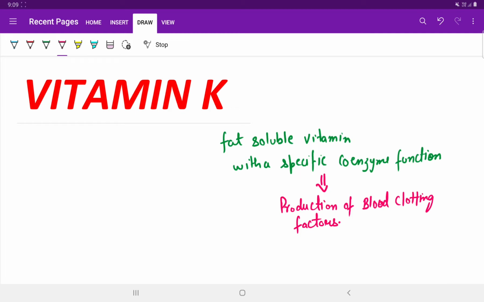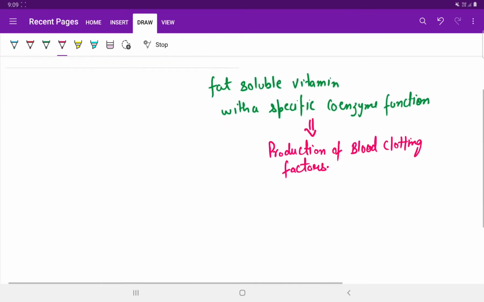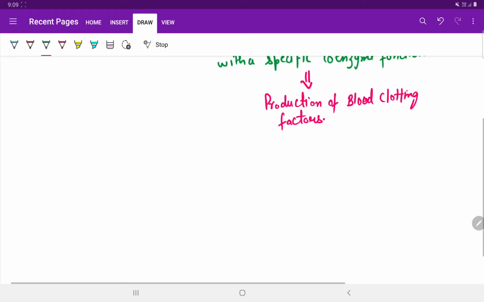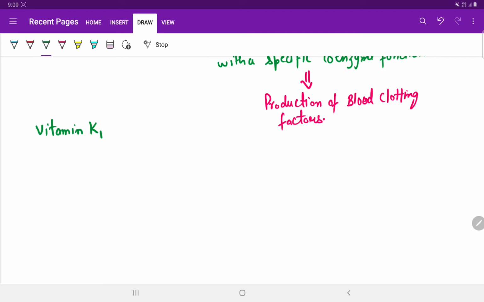Now let us see what is the chemistry first of all of vitamin K, its structure. Vitamin K exists in different forms, mainly in three, that is vitamin K1, K2 and K3. Now let us draw the structure one by one. First of all, let us draw the structure for its first form, that is vitamin K1, also known as phylloquinone.